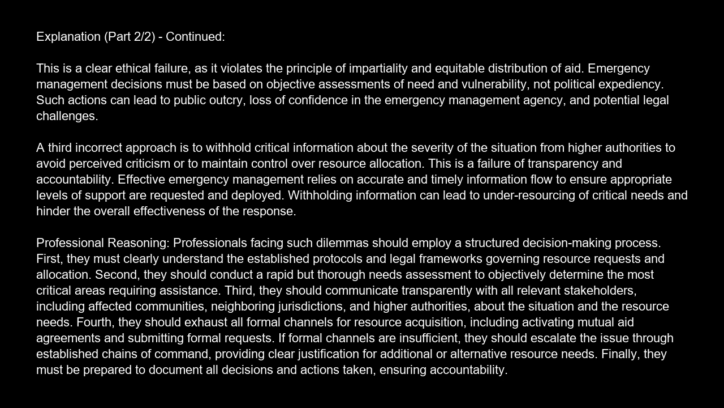and the resource needs. Fourth, they should exhaust all formal channels for resource acquisition, including activating mutual aid agreements and submitting formal requests. If formal channels are insufficient, they should escalate the issue through established chains of command, providing clear justification for additional or alternative resource needs. Finally, they must be prepared to document all decisions and actions taken, ensuring accountability.